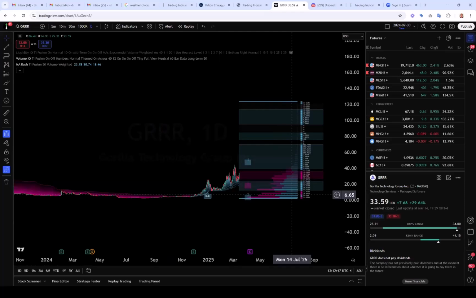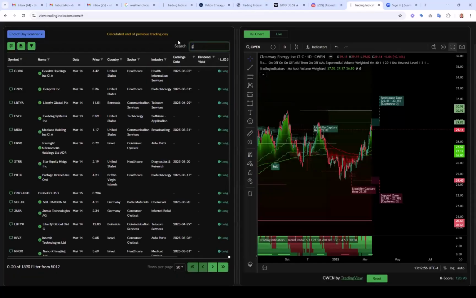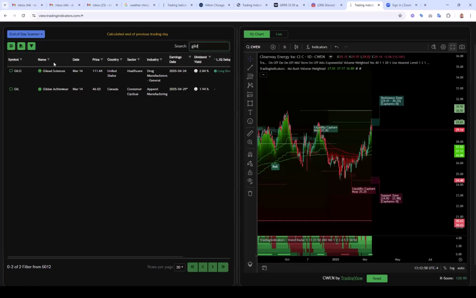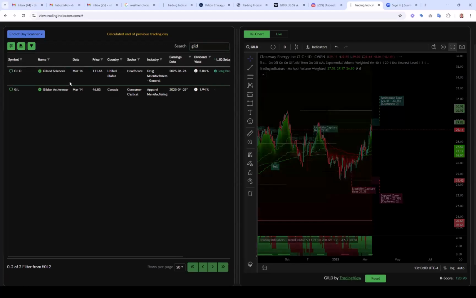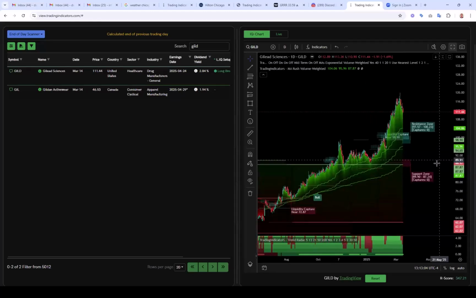And then, okay, from Aubrey, GILD. Yeah, this one, Gilead Sciences. For sure we have this one. All right. Alrighty. So here we are a bit extended. Of course, we're coming back a little bit. The pullback trend radar shows a level 2 pullback.